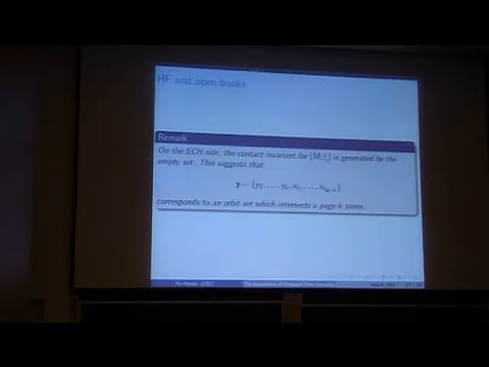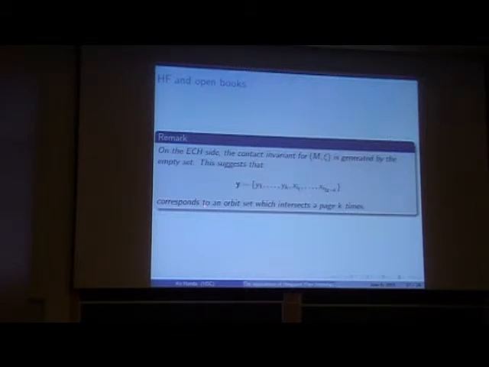Okay, so let me say a little bit more about the contact invariant. On the ECH side, the contact invariant is generated by the empty set, and it also has something to do with the E that I said before. On the Heegaard Floer side, you might have some y's on the S cross 0 portion, and you can have some tuples in the contact class. Is that okay for the moment?